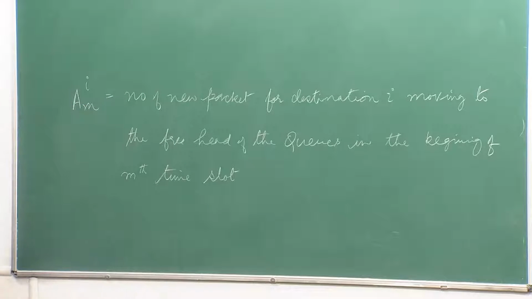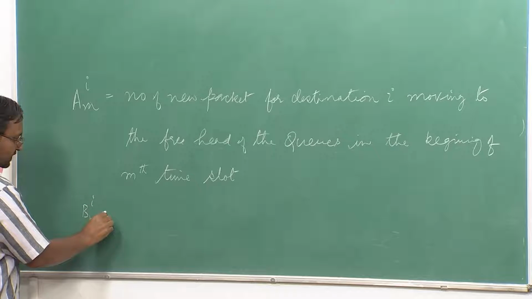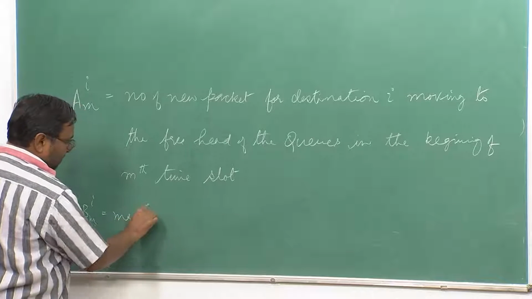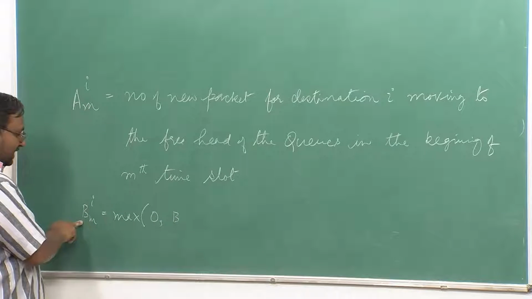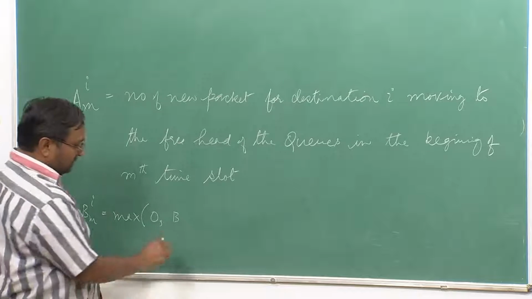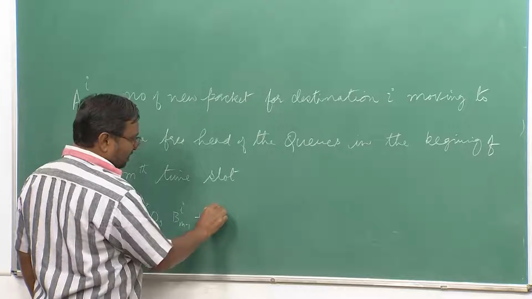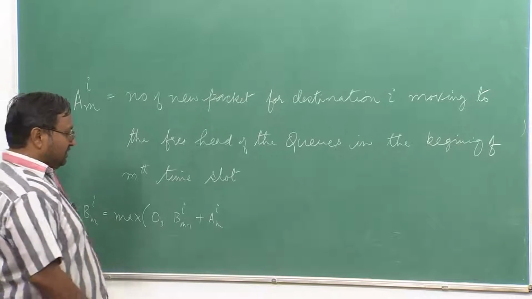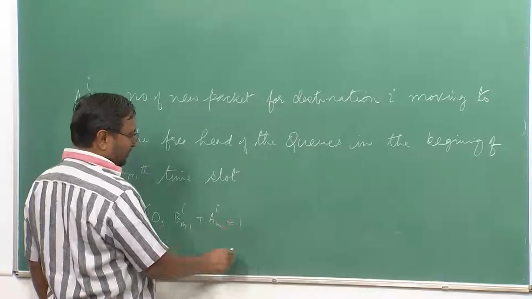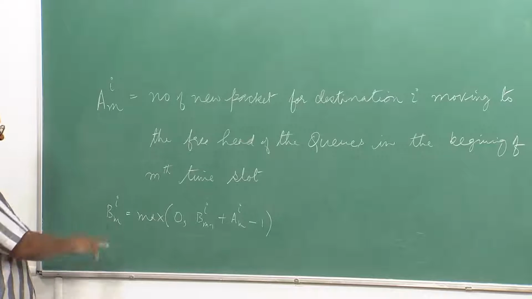So that is what AMI is. Now once you have this, I can very well write that whatever is my BMI should be equal to the maximum of 0 and whatever was there before at the end of the m minus first slot, plus there were new arrivals from second position to the first position, to the head of the queues, minus 1, because for an output only one can go out. The maximum of these two should be the new value of BMI.